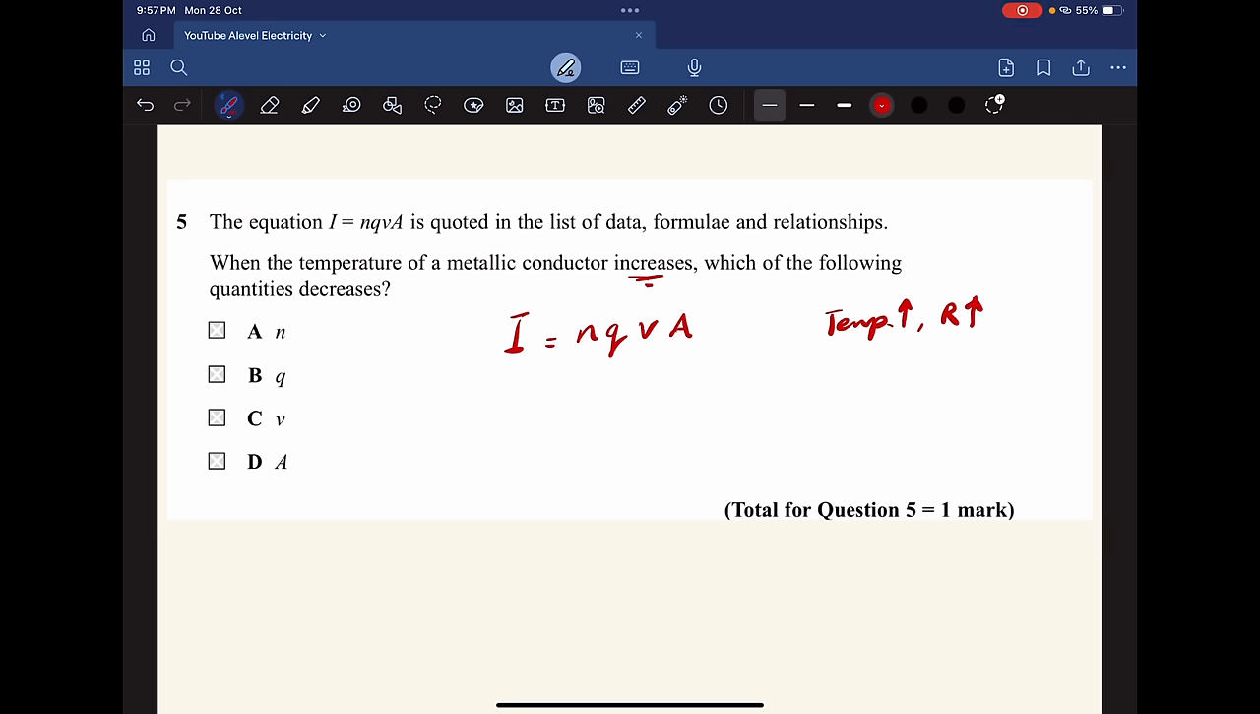And as a result, this will change the value of the electric current, which is going to be less. But I have to look at the factors or parameters in this equation. The point is not the n or the q or A. The point is the drift velocity of the electric charges passing through the metallic conductor, which is going to change and definitely decrease as well. So there is a decrease in the drift velocity of the electrons through the wire. So the correct answer for question 5 is C.